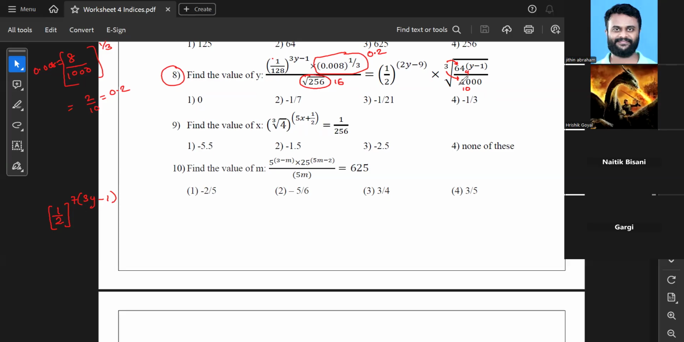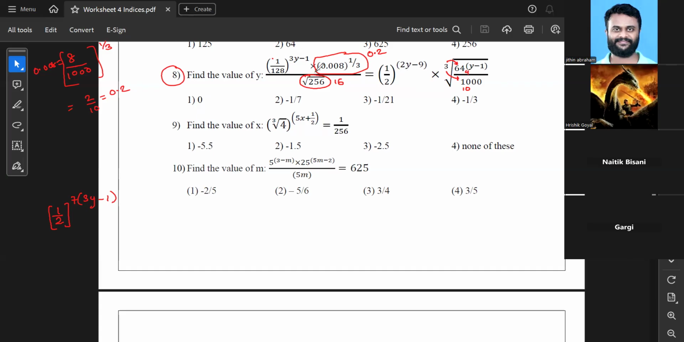Yes, sir. Wonderful. Now, the next step is what? I have to deal with y now. While dealing with y, I can see that below y the base is 128, or 1 upon 128. On the other hand, I have 1 upon 2. On the other hand, I have 4 upon 10 or something. No, only 4 upon 10, so it's a different number. Only 4 I have in the bases.